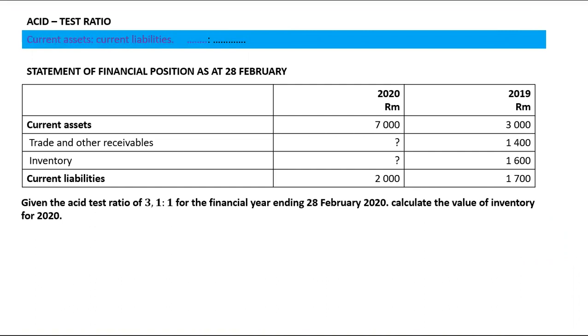So here we are given the acid test ratio, which is 3.1:1 for the financial year ending 28th February 2020. We need to calculate the value of inventory. How will we go about doing that? Anyone?